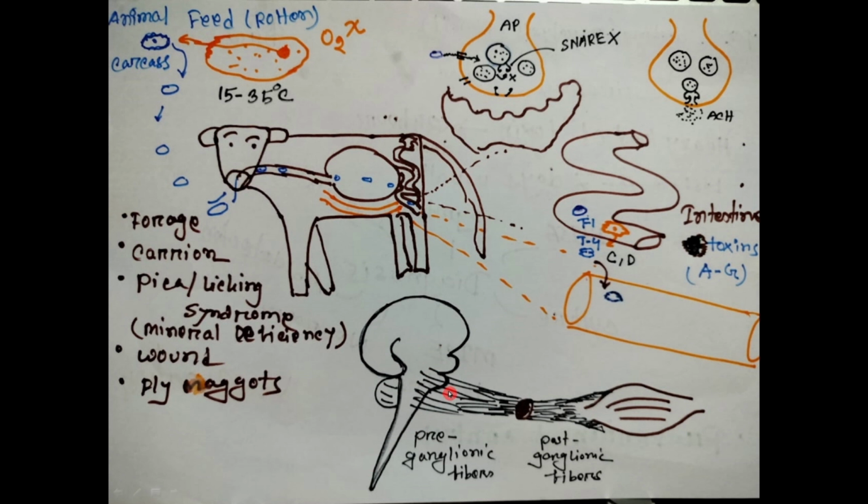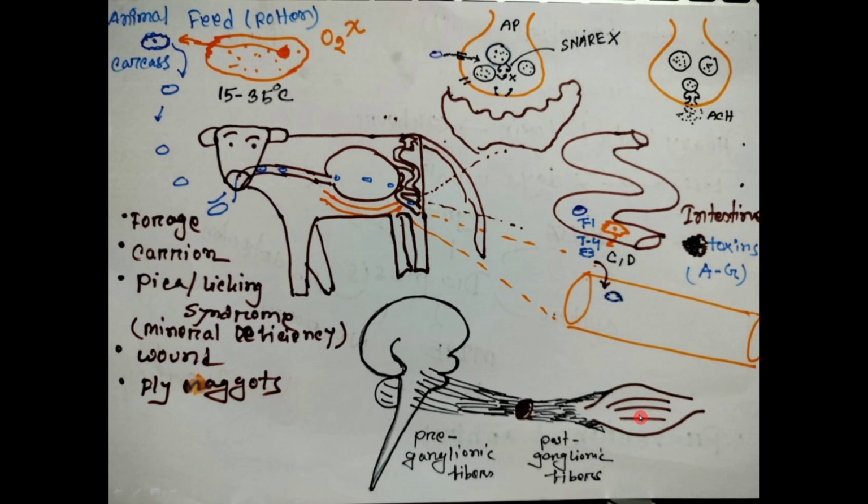Now what I'm mentioning is that these fibers are called the preganglionic fibers. They go and terminate at the ganglion. After the ganglion, the postganglionic fibers flow, and whenever the postganglionic fibers flow, they reach the muscle fibers. They are responsible for muscular contraction and relaxation, as I mentioned before.